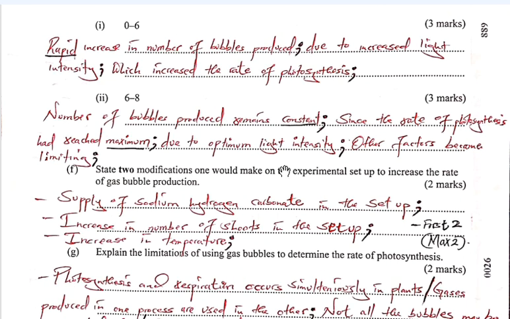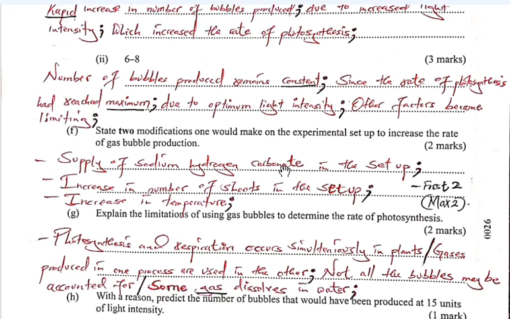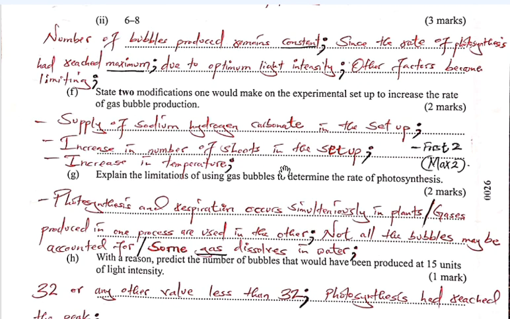Then explain limitations of using gas bubbles to determine the rate of photosynthesis. As you know, respiration also produces a gas, which is carbon dioxide, the same as photosynthesis, and they occur simultaneously in plants. And not all the bubbles may be accounted for because some gas dissolves in water.